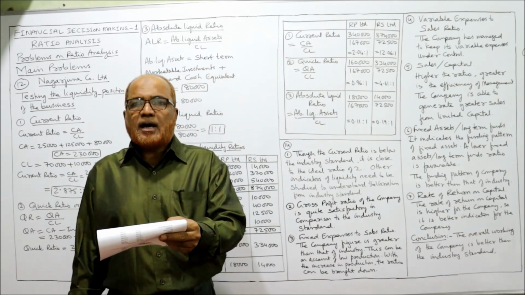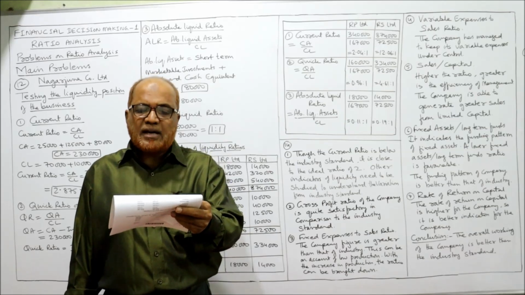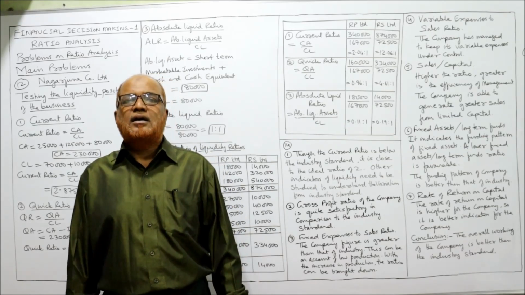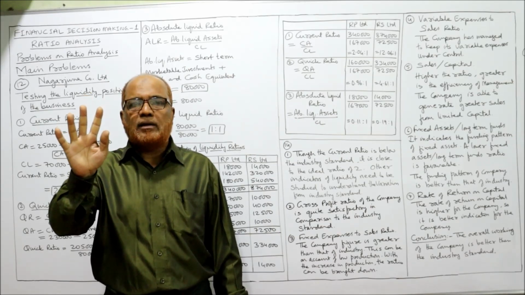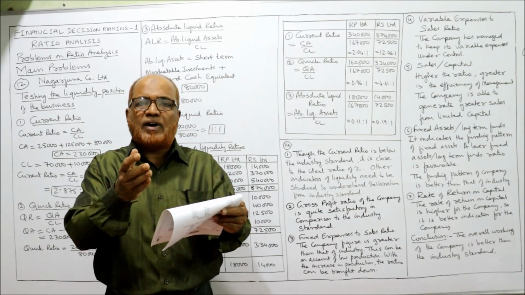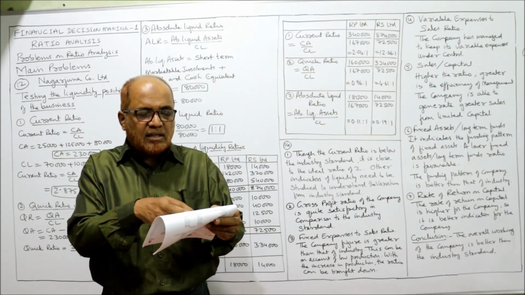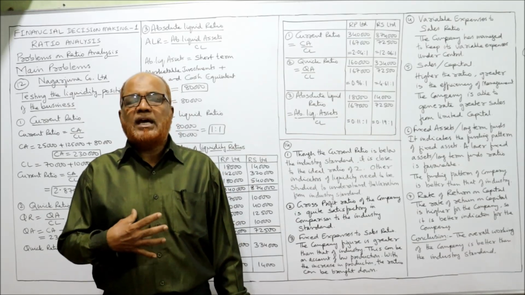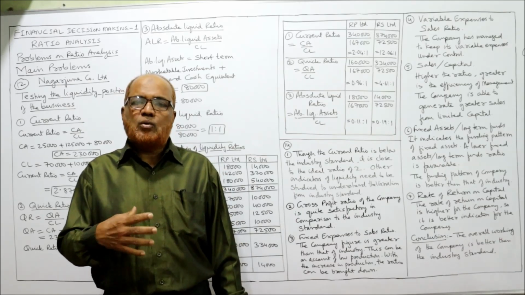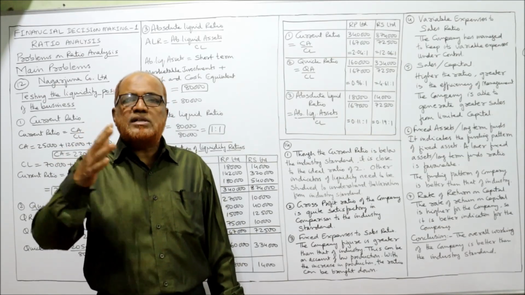Current ratio. The current ratio of the industry is 2.5, whereas the company current ratio is 1.9. The standard current ratio is 2 is to 1. Whereas the company is 1.9. It's very near to 2. Whereas the industry standard is 2.5. Still, we can say the company's liquidity position is not bad. It's very near to the standard.